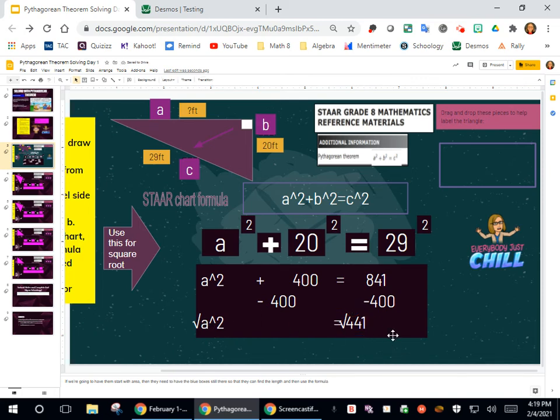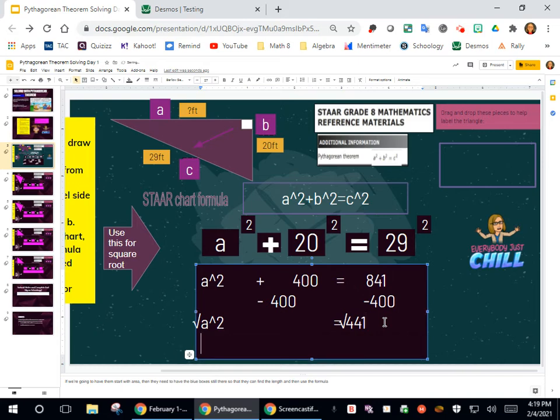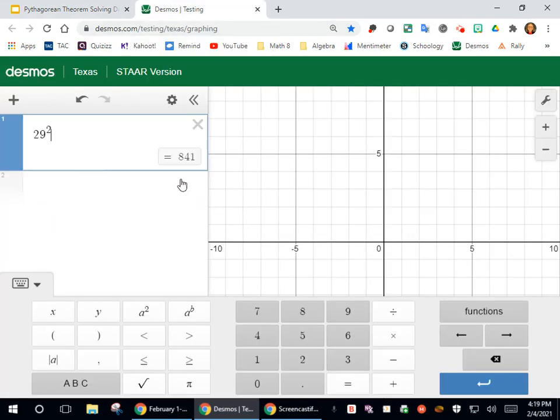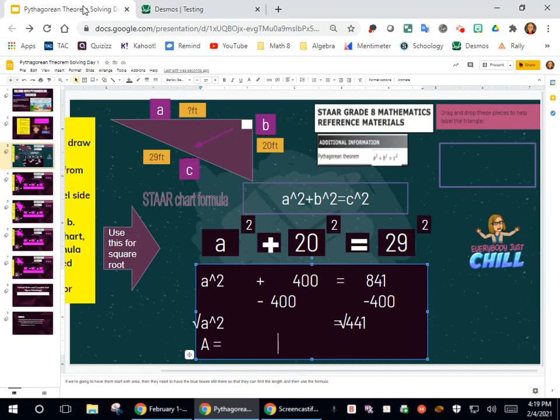You can also copy and paste that in there if you'd rather. So we have one more line of work here. If we square root a squared, it will just make A, side A. And then the square root of 441. What number times itself equals 441? I have no idea. So I'm going to do square root of 441. 21. So 21 times 21 is 441. Good to know. So this 21 right here, that's how much A is. I'm going to erase that question mark, type in 21.